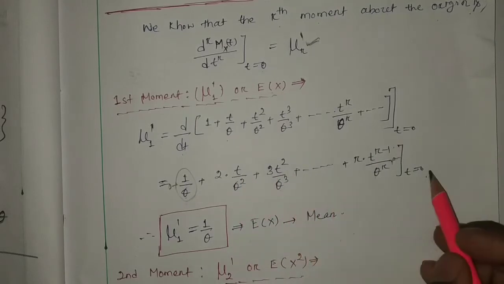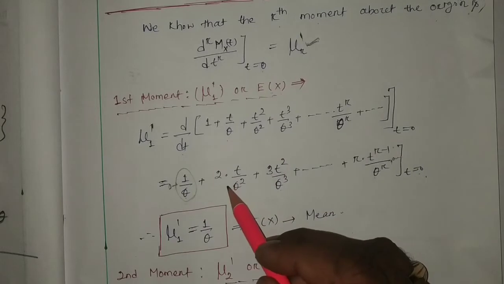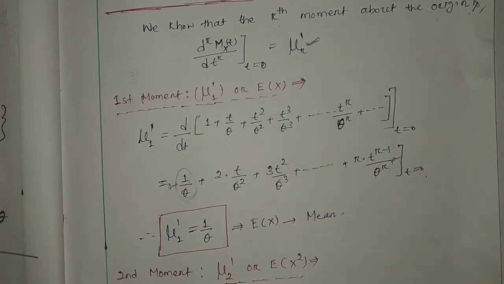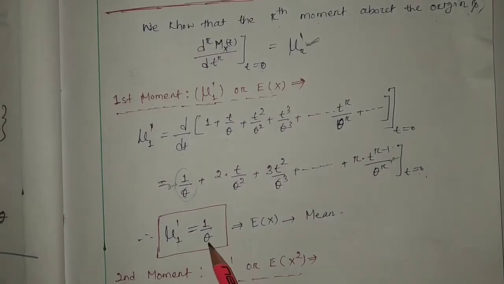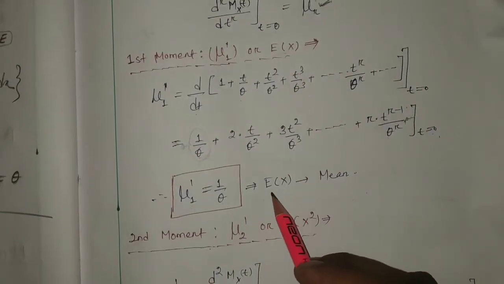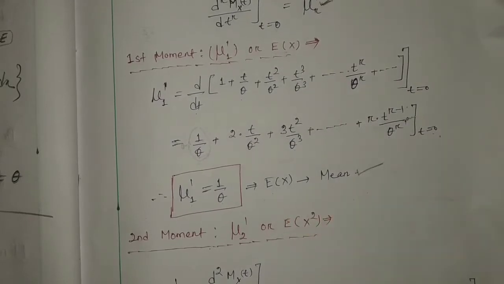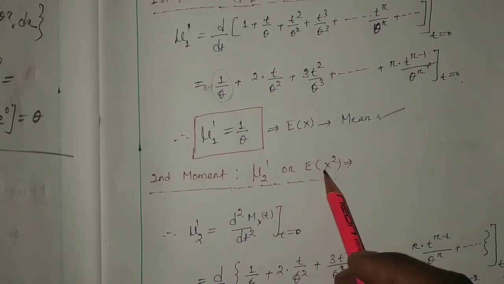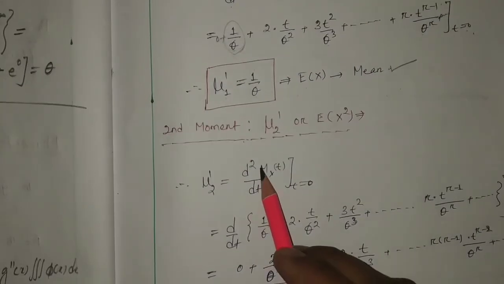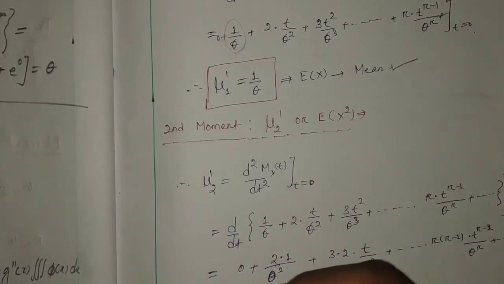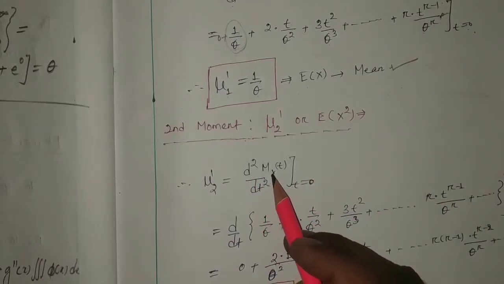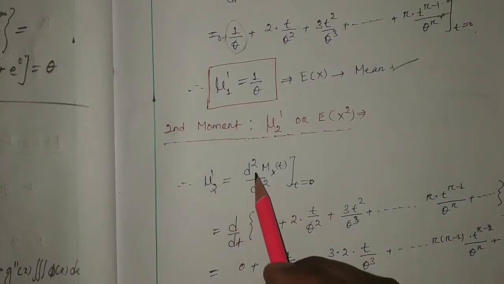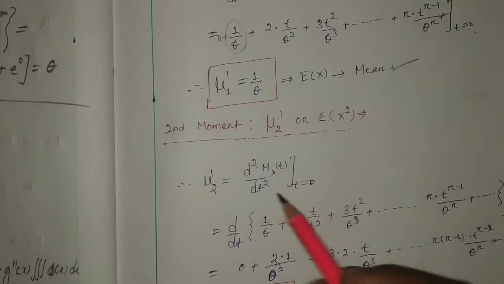So whenever we put t equal to 0, except this term, all the terms are going to be cancelled out. So we found mu 1 dash equal to 1 by theta, which is nothing but the expectation of x, or the mean. Now we are going to go for the second moment, that is mu 2 dash or E of x square. That means the second order derivative of the moment generating function with respect to t. Mu 2 dash will be equal to d square Mx(t) by dt square at t equal to 0.